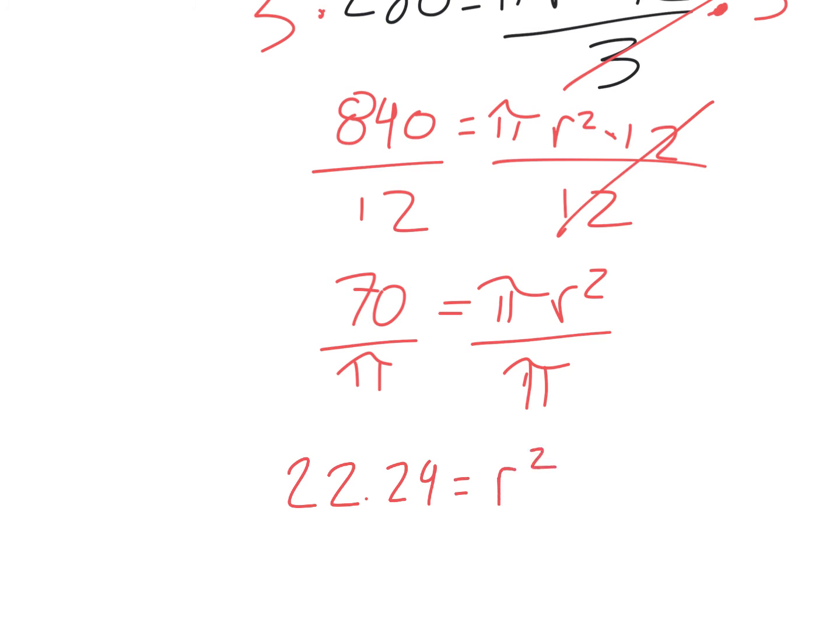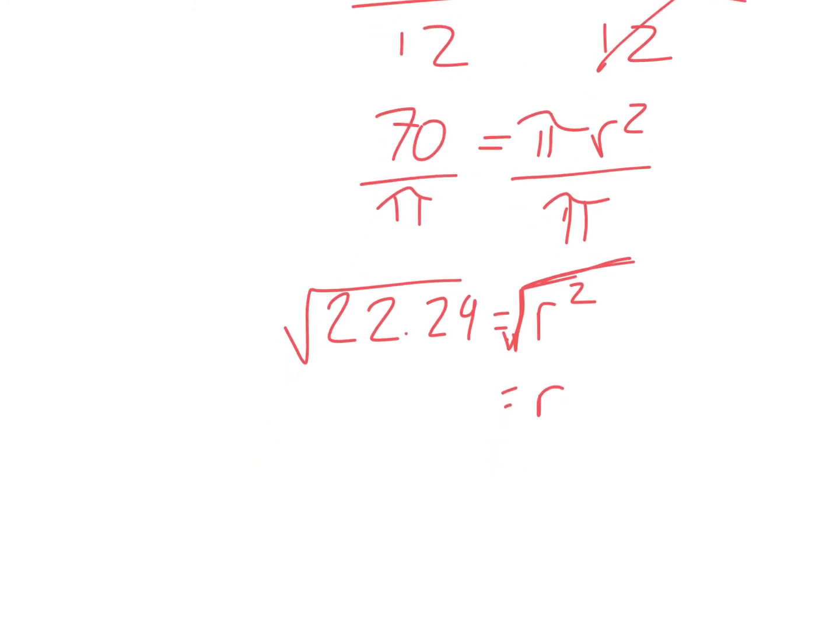And now we just need to take the square root of both sides to cancel out that squared. And so the square root of r squared is just r, and we have to do it to both sides. So the square root of 22.29 is going to give us our radius. And when I do that on my calculator here, I get an answer of about 4.7 for a radius. So I hope that makes sense.